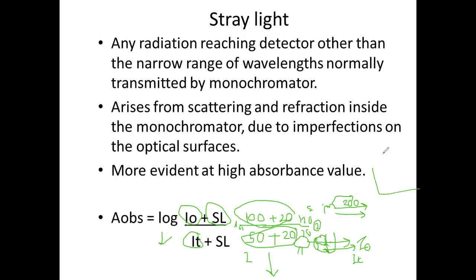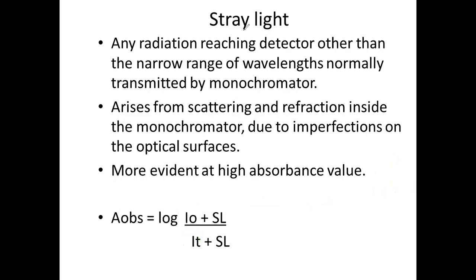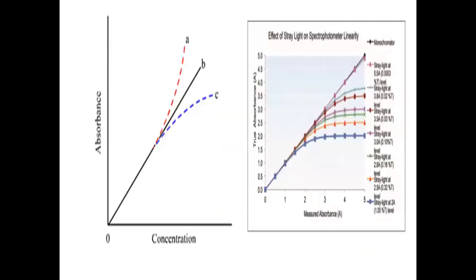So ideally this is the ideal case of absorption. This ideally should be seen, but you can see that a spurious maxima is seen due to the stray radiation. So this stray radiation is more evident at higher absorbance values, meaning the intensity of transmitted radiation is going to be less. So you can see as the amount of stray radiation goes on increasing, the value of the true absorbance goes on decreasing.